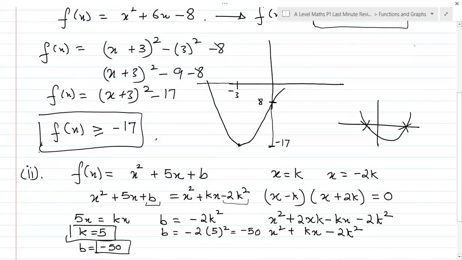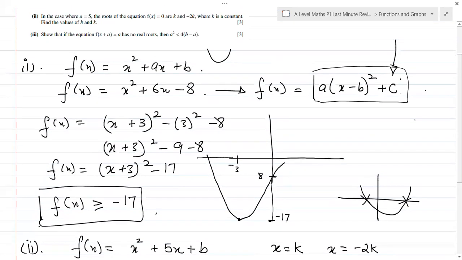Let's just have a recap on this. So 5 squared is 25, 25 times 2 is 50, minus 50, yeah, that's fine. So these are the two values that we get for part 2.